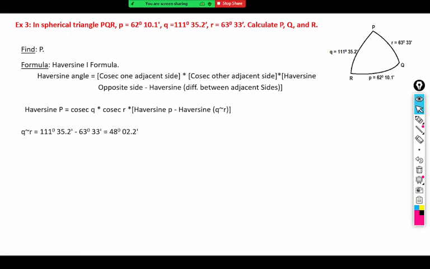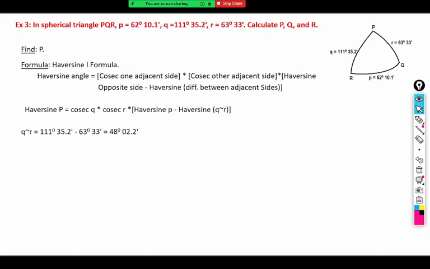For example, suppose you have to do this subtraction. Let me take this subtraction. I will tell you the steps. So q minus r: first you press 111. Once you press 111, you press that tab below the square root having degree minute second. So you get 111 degree. Then you press 35.2 directly, and I press the same tab. So I got 111 degree 35.2 minute.